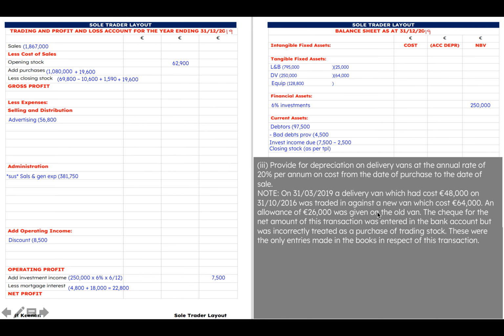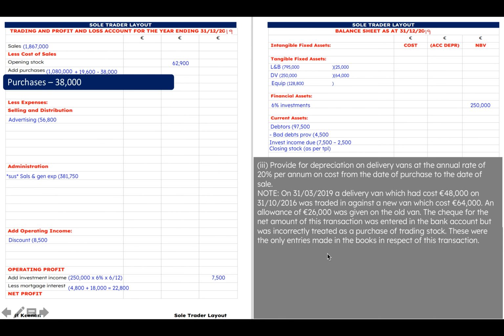So how much was the cheque? Well, the new van was €64,000 and we got an allowance of €26,000 on it. So whatever the difference is was the cheque and it was treated incorrectly as purchases, and that is €38,000. So that's our purchases there.